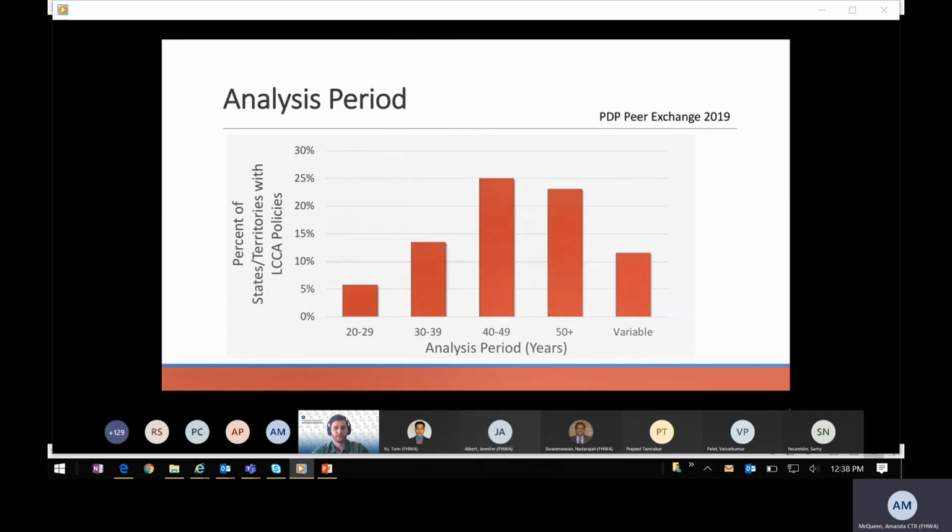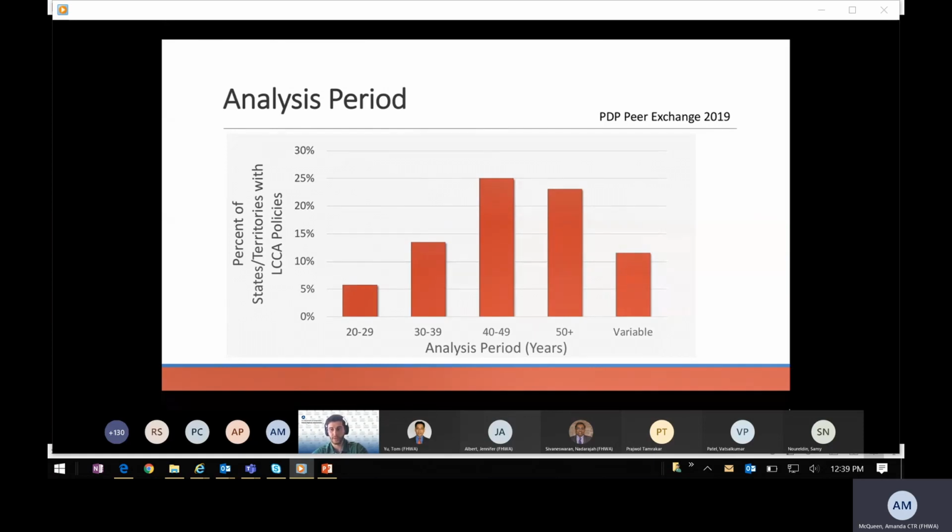So compared to the information from the previous slide, the data here shows a clear shift in analysis periods for LCCAs for pavements. We can see now that a majority of states and territories in analysis use analysis periods of 40 to 49 and 50 plus years, which marks a clear shift to longer analysis periods considered.